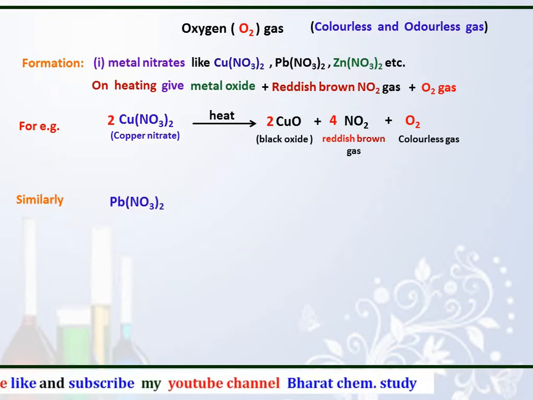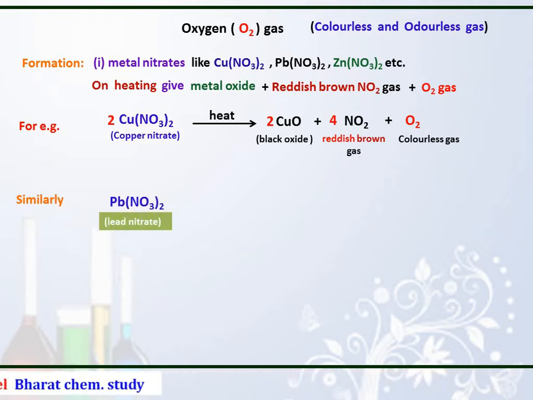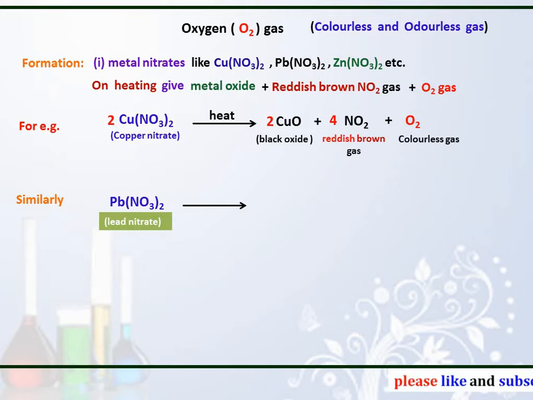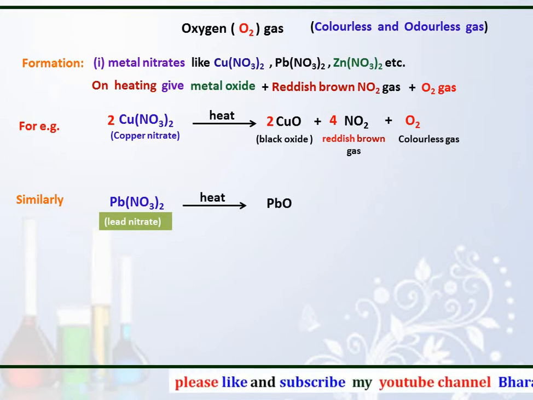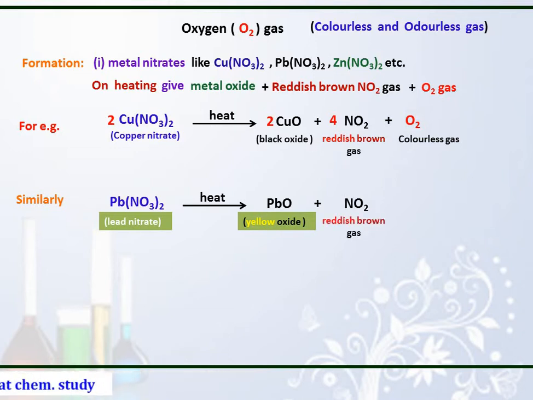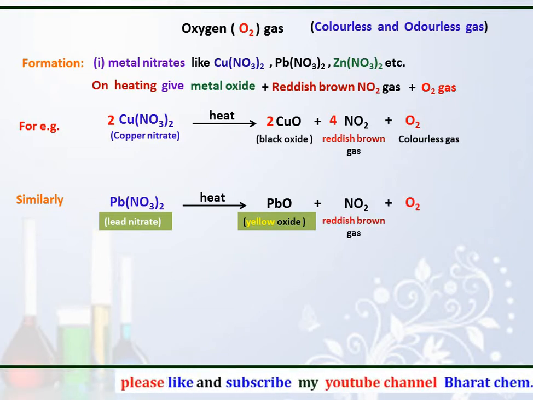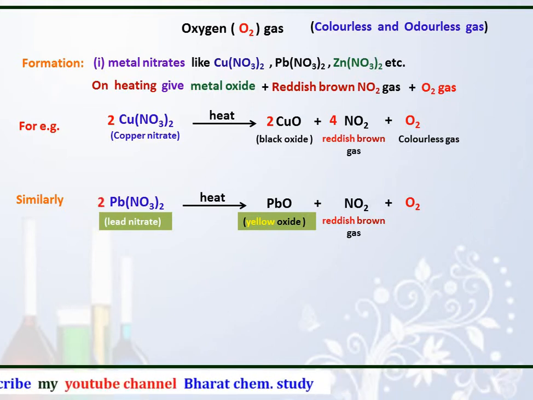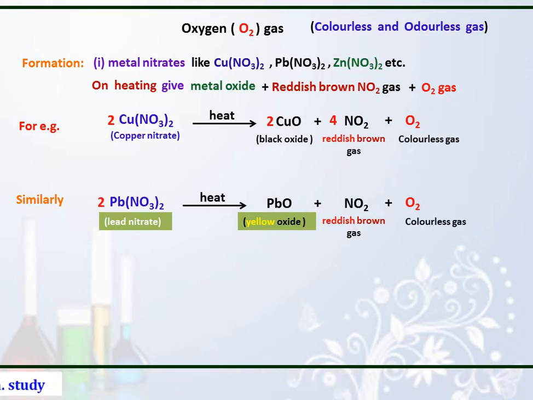Similarly, lead nitrate, which is a white solid, on heating gives lead oxide, which is a yellow oxide, plus reddish brown NO2 gas, and a colorless oxygen gas is formed. So again, to balance this equation, we put 2 in front of lead nitrate, 2 in front of lead oxide, and 4 in front of NO2.